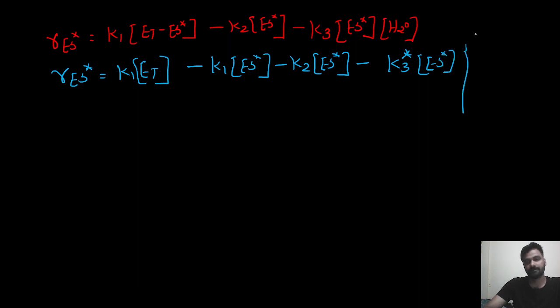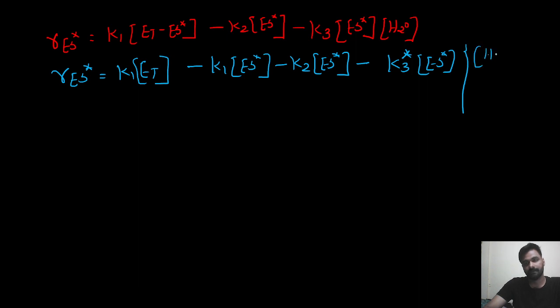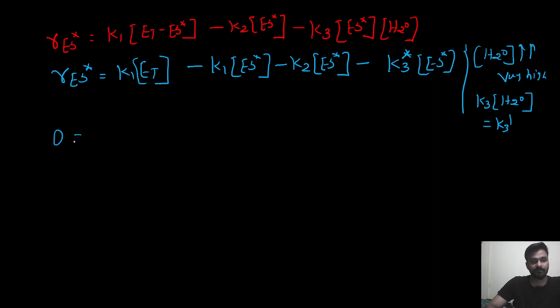Why? Because the concentration of H2O is very high. So from the pseudo steady state approximation, K3 times the concentration of H2O, pseudo steady state, is equal to, I am assuming, K3 dash, right? I think it's very clear. Now that rate should be equal to zero.